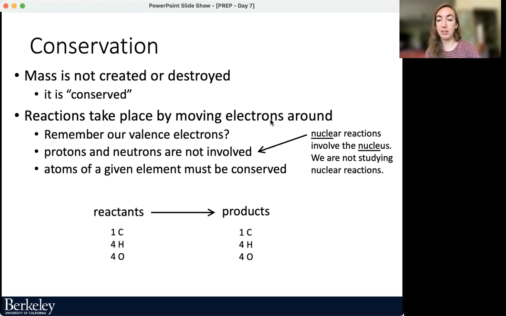Does anyone have questions on this? So I'll just say it one more time. Because the nucleus isn't involved, the identity of the atom can't change, whether it's oxygen or carbon or whatever, because the number of protons defines what kind of atom we have. Given that, the number of atoms of each element on each side of our reaction has to stay the same, because we can't create or destroy atoms without doing nuclear reactions, which we're not going to do.